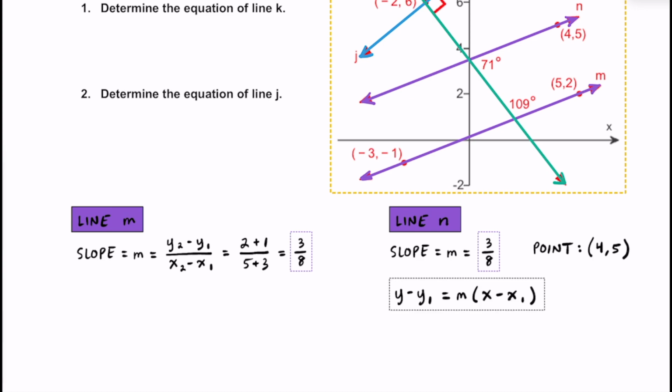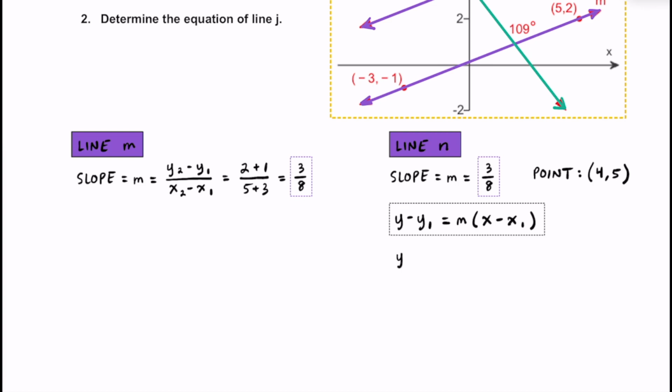So using point-slope form, where m is 3/8, and this is going to be our x1 and y1, let's substitute each of these values in. So plugging these in, we're going to have y minus this 5 is going to be equal to 3/8 multiplied by x minus 4.